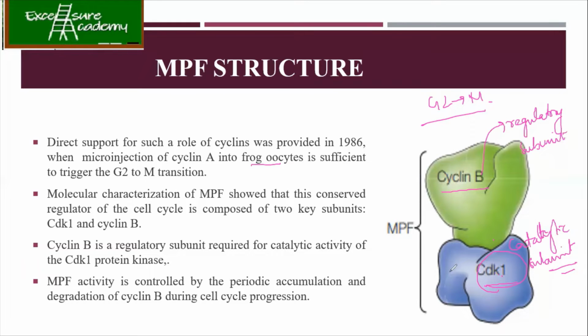So MPF getting activated means the concentration of cyclin B is also increasing. Now, when cyclin B interacts with CDK1, the complete MPF is formed and the transition is taking place from G2 to mitosis. Clear?